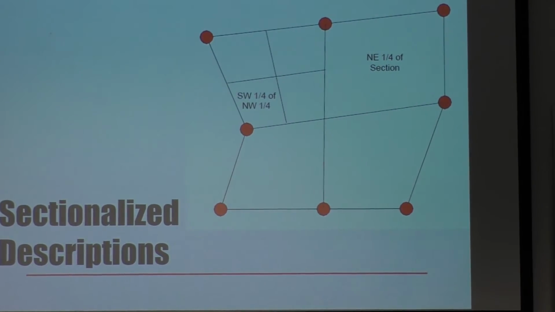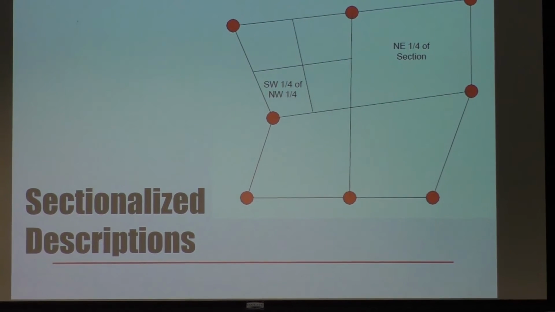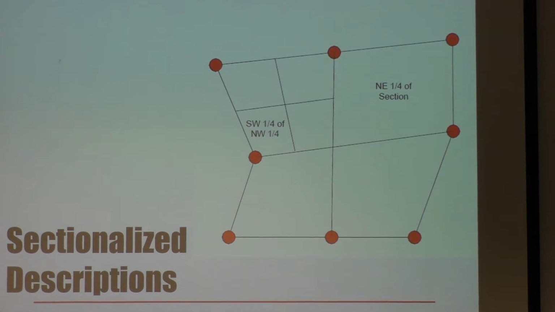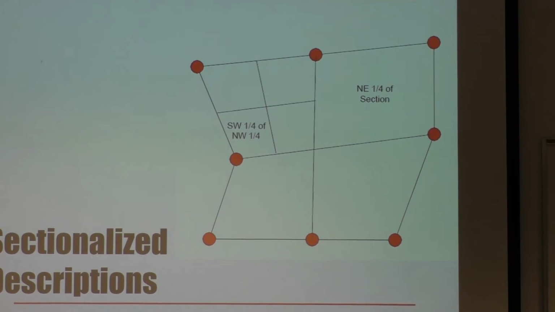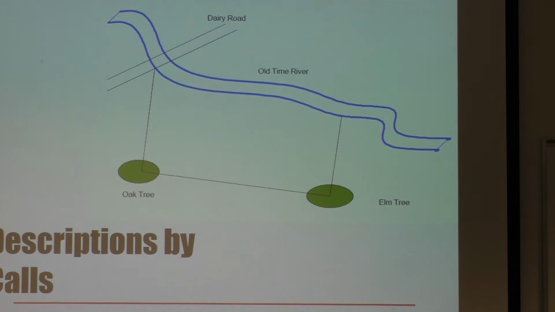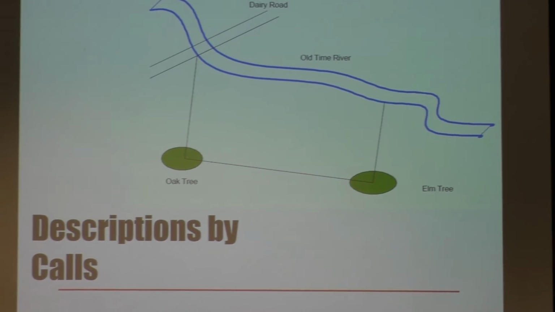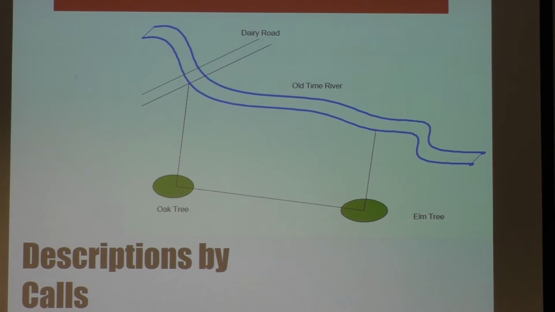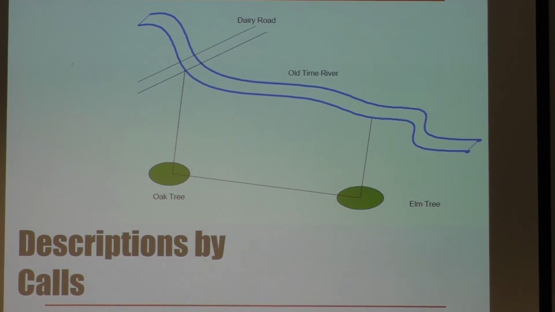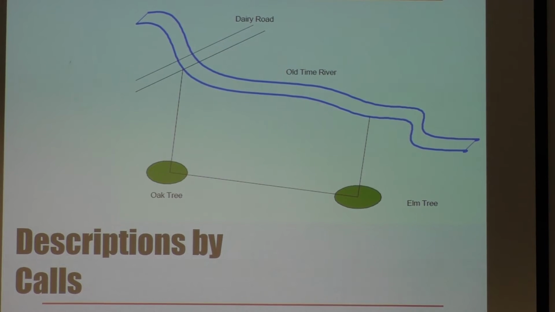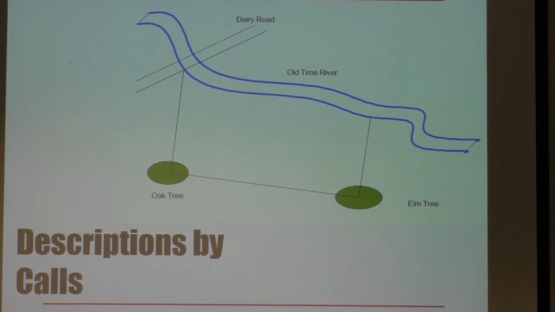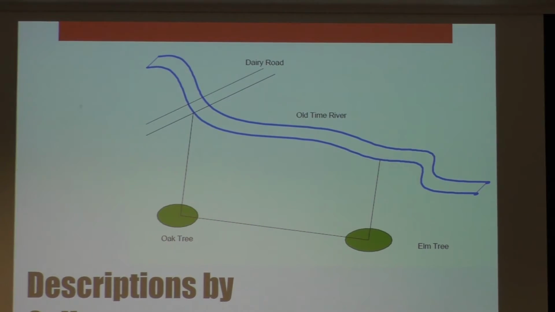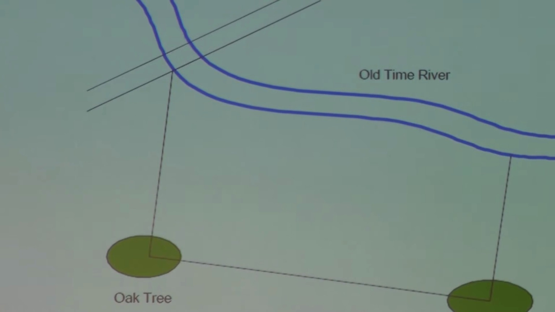Next we have the public land survey that they call sectionalized descriptions. And they are descriptions like the southwest quarter or the northwest quarter or the north half of the whatever. And this is, we already talked about this. This is the one we would normally call, or normally have the title on, metes and bounds. And we would say, starting at the point where the Dairy Road crosses Old Time River, we go south to the oak tree, east to the elm tree, northerly back to the river, follow the river back to the starting point. Okay, this is not a lot helpful.